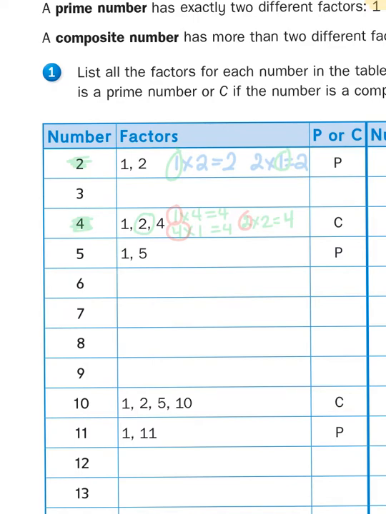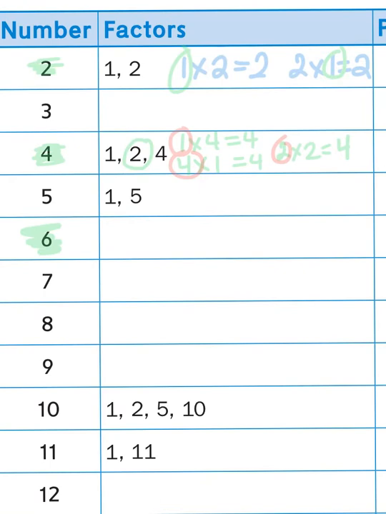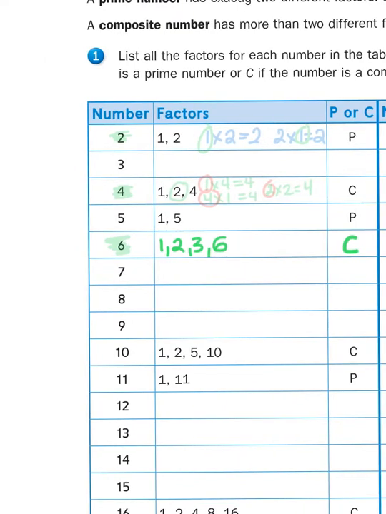If I look at the next even number, 6, I know that it has to be composite because all even numbers have 2 as a factor. So what are all the factors of 6? Well, I can multiply 1 times 6 to get to 6. I can also multiply 2 times 3 to get me to 6. So my factors are 1, 2, 3, and 6.